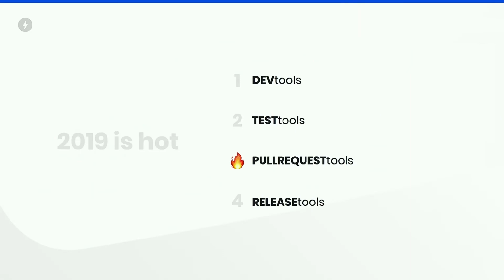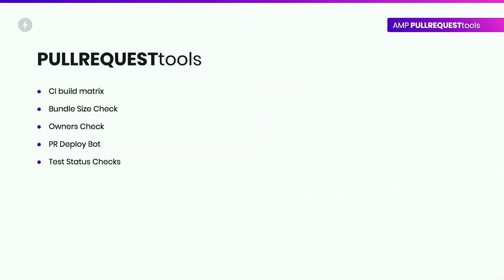Okay, so those are the test tools. Now let's go into the pull request tools, which to me is probably the most exciting. We've got the CI build matrix, which is new, really different from last year. And all of these different checks within your GitHub pull request will help you get good reviews and good merges, and a lot of merges in our repo.